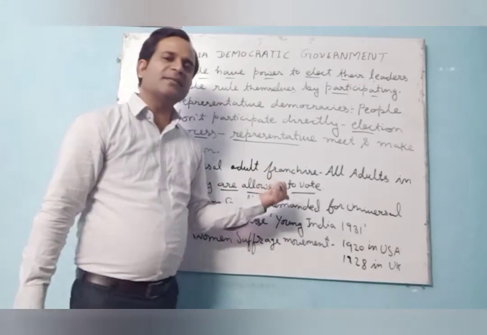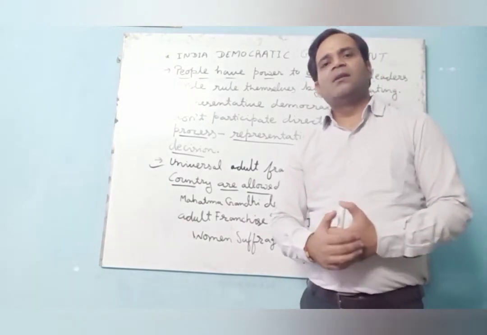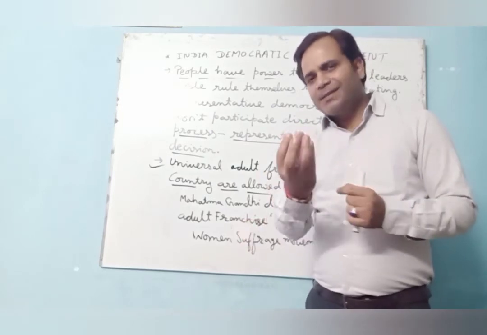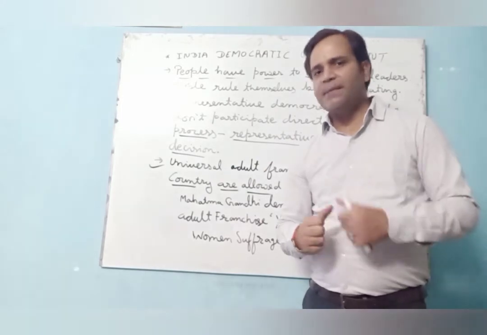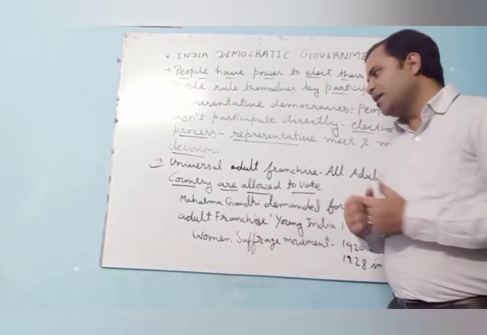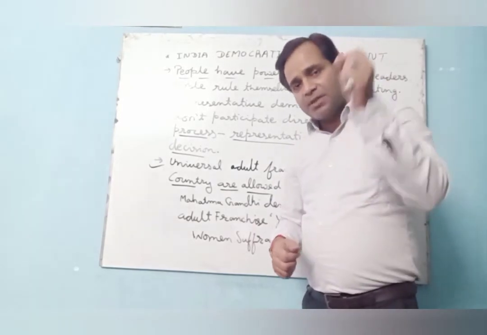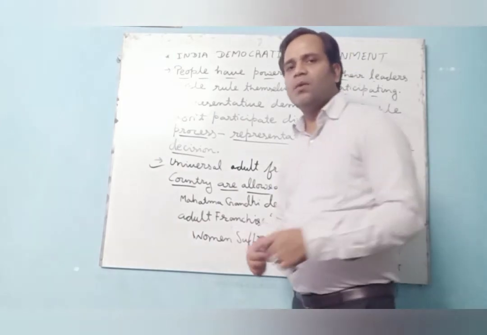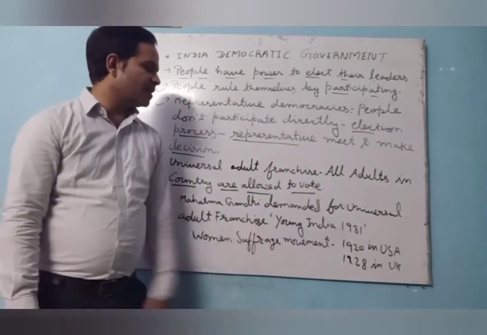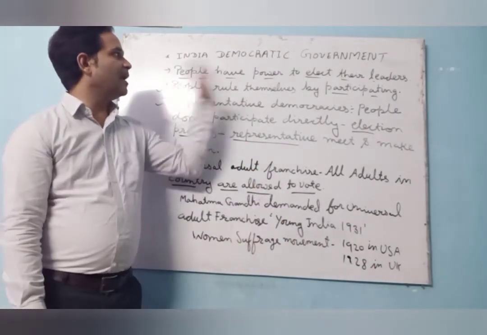And finally, the universal adult franchise. Here universal adult franchise means what? It means that a person who attains the age of 18 years, he or she is eligible to cast their vote. But before independence, only some of the people had the right to cast a vote, and women were not given the right. So at that time Mahatma Gandhi demanded universal adult franchise in Young India in 1931, and he said that each and every person has the right to cast a vote. So the demand for universal adult franchise was by whom? Mahatma Gandhi. And finally the women's suffrage movement was started in 1920 in the USA and 1928 in the UK. And all these things are given in India's democratic government.